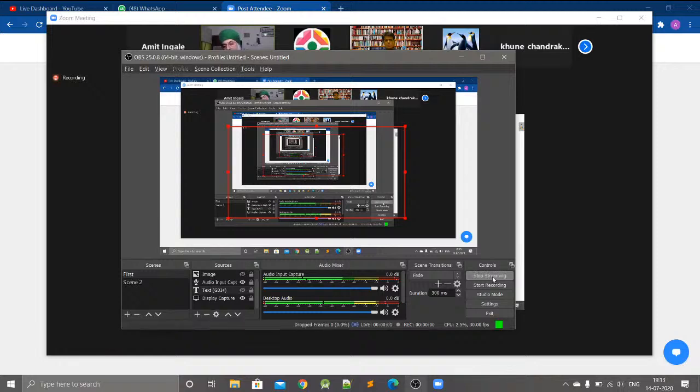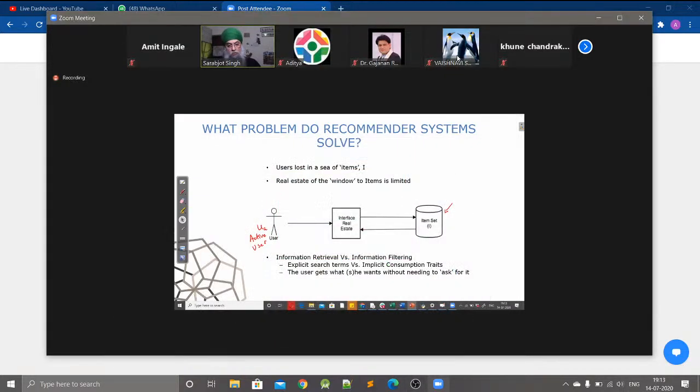into account implicit consumption traits of the user rather than explicit search terms being provided as would be done in search engines. And so you discriminate between two areas of computer science. One is information retrieval, which is essentially all the search engines like Google and Yahoo and so on. And then, of course, information filtering, where we are looking at building recommender systems where you don't have to give a search term. You're actually presented with content that you are interested in without having to ask for it explicitly.